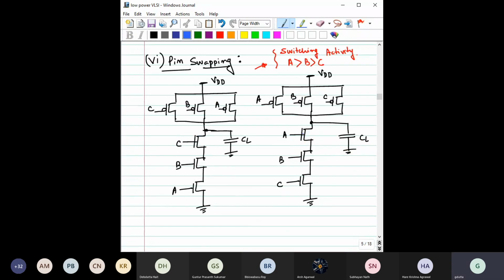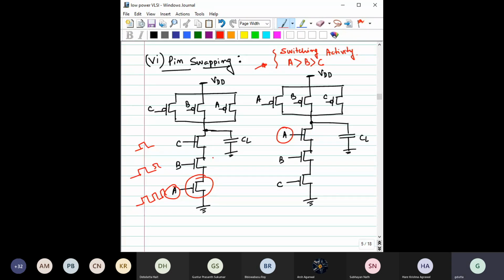The next technique is called pin swapping. In pin swapping, suppose the switching activity of A is highest compared to B and compared to C. That means this input A changes quite fast compared to input B, and even compared to input C. Then in that case, you could have assigned input A to this transistor, or maybe your friend can assign this input A to this transistor. But see what is going to happen.